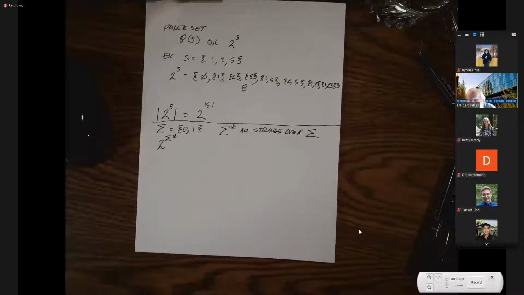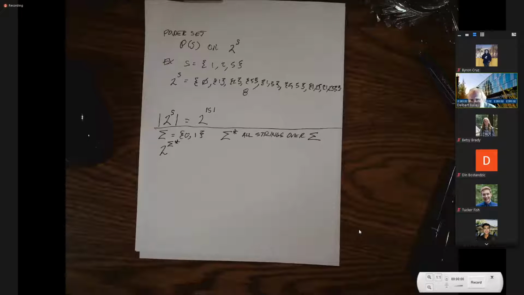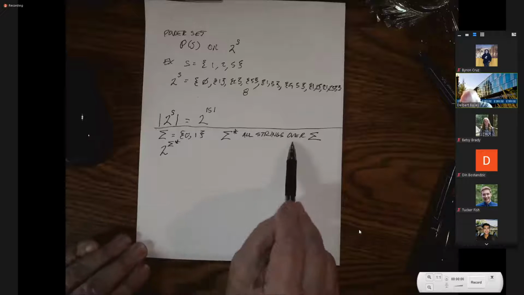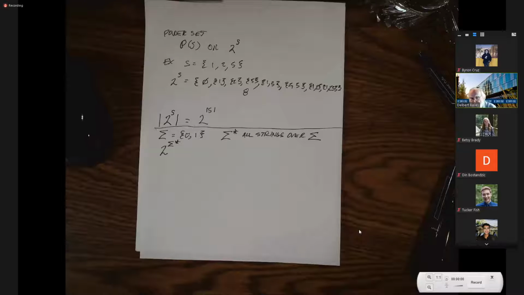Now, is that countable? Sigma star is countable, right? The set of all strings over some alphabet. But what about this set of all subsets of sigma star? Okay, well, it's not countable. And here's a proof of it, and it's going to be just very similar to the real numbers.